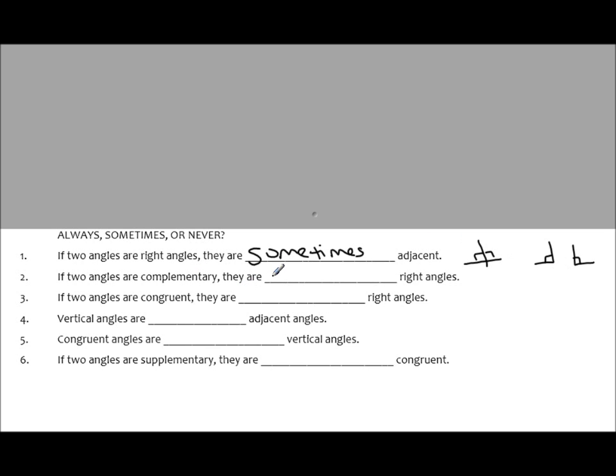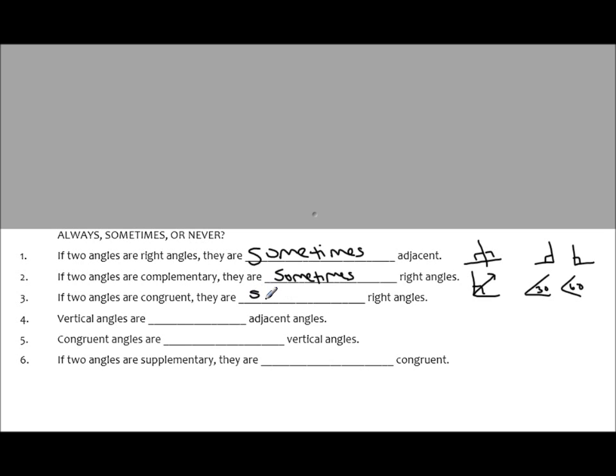If two angles are complementary, then they are also sometimes right angles. So a right angle looks like this. If you have two angles that are adjacent and complementary, then they are a right angle. But you can also have an example like this, where you have two angles that are complementary, but they don't form a right angle. They're two separate angles.